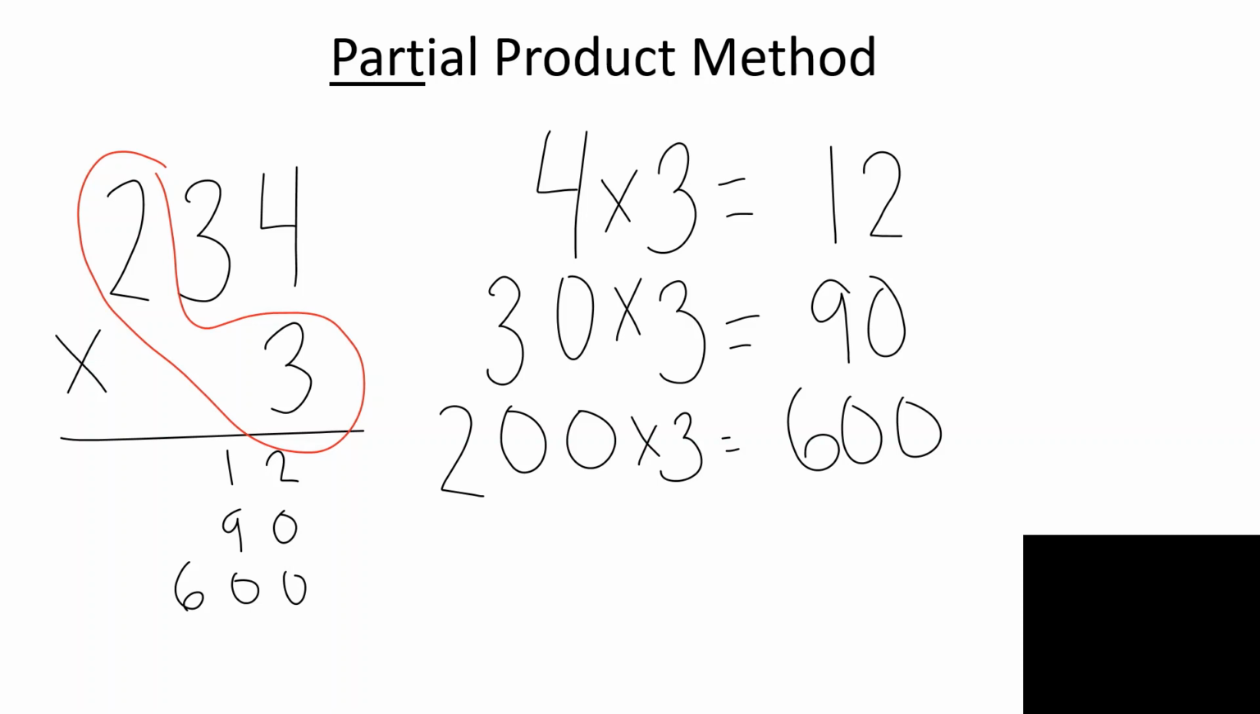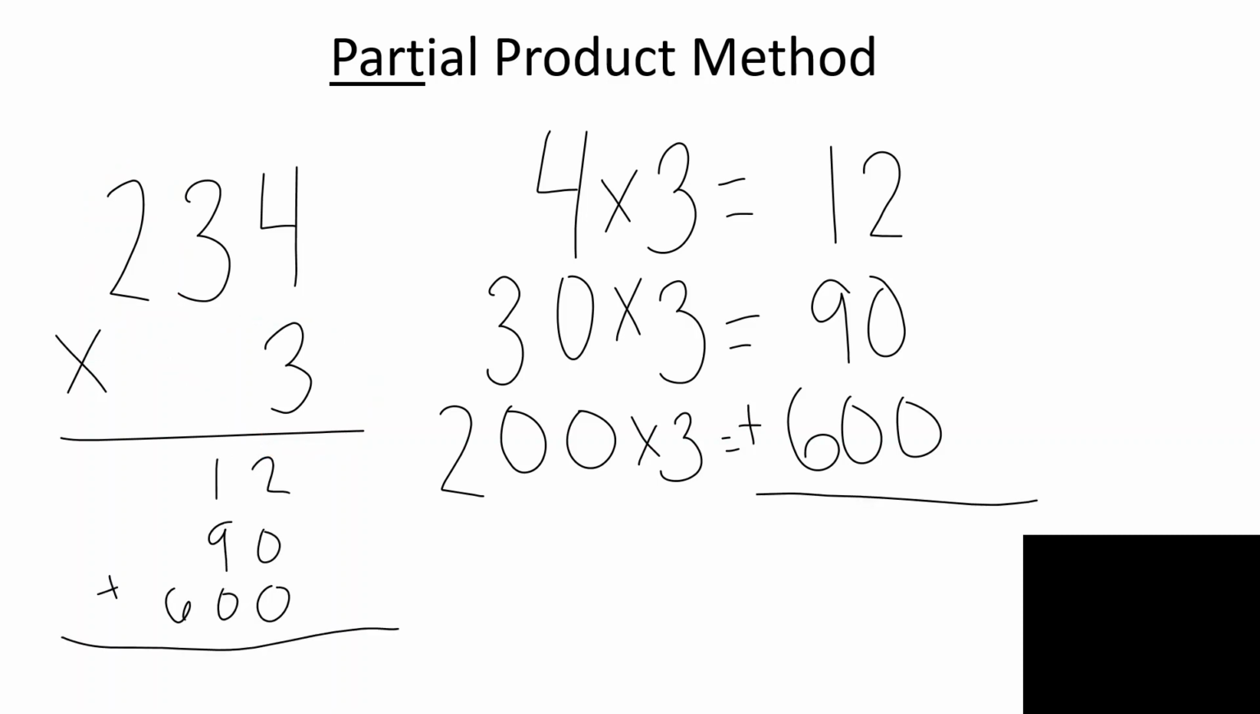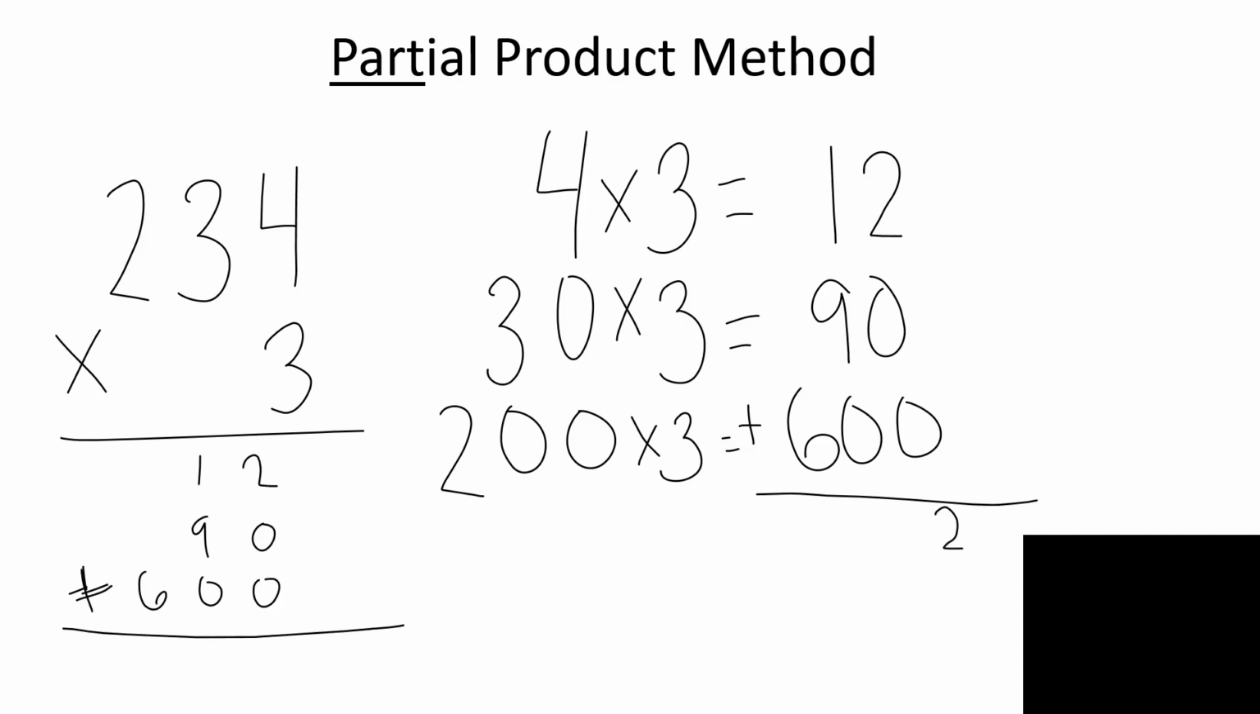All right. The next thing I do, I don't have any more numbers or any more place values, so I just take my 12, my 90, and my 600, and I add them together. I did it here so you can see a little bit better, and also down here to show you that's where we would ideally write our partial products. We just add them up.